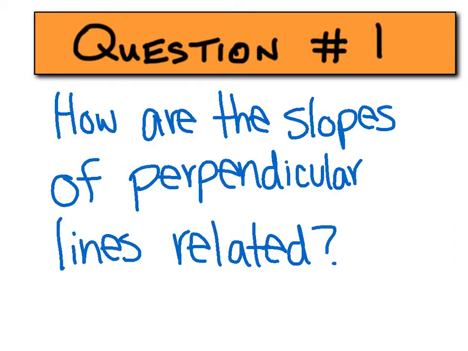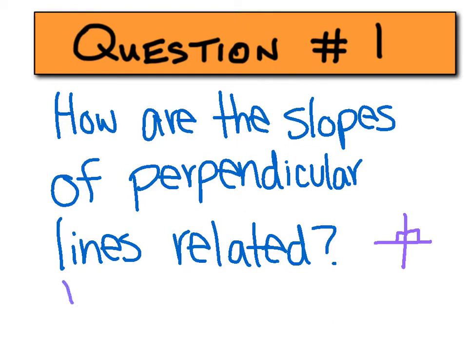Alright, our next essential question. How are the slopes of perpendicular lines related? What does it mean to be a perpendicular line? It crosses and they make right angles, right? Right. So perpendicular lines that cross, their slopes are going to be negative reciprocals.